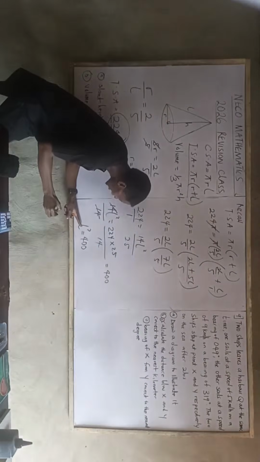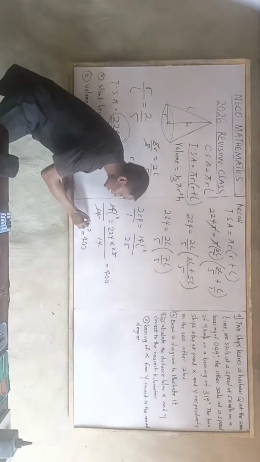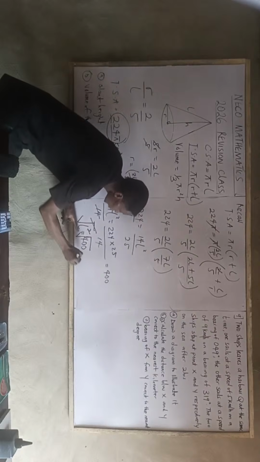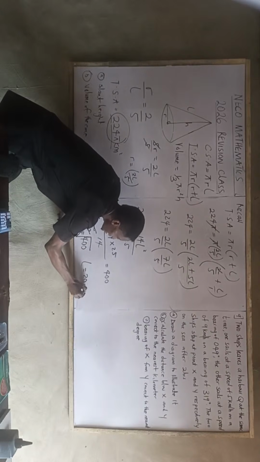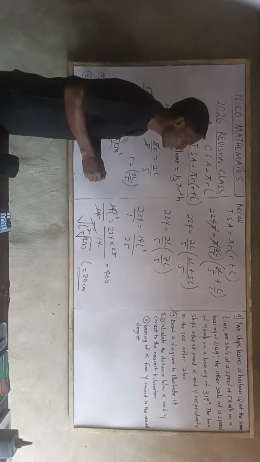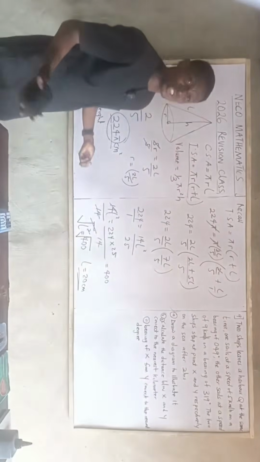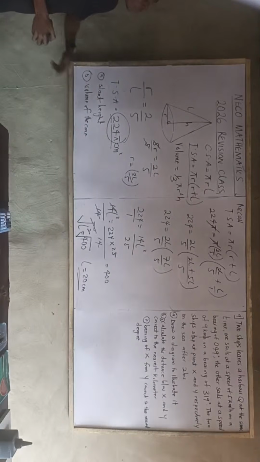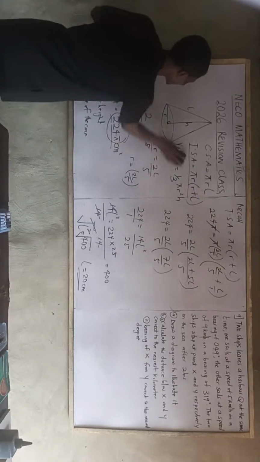So here, you get the L by square rooting both sides. You square root this, square root this. Square root cancels square. So we've got L to be equal to 20 centimeters. So the slant height for the cone has just been gotten as 20 centimeters. So I can proceed to finding the volume of the cone. How do I get it?